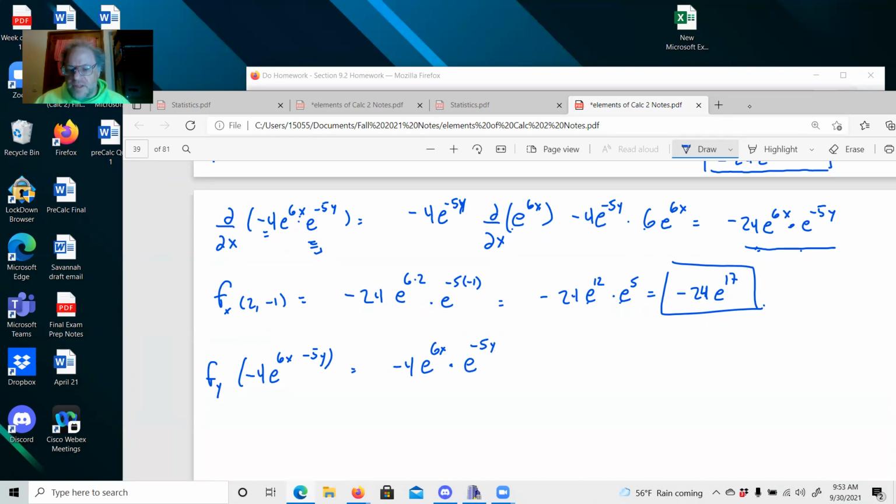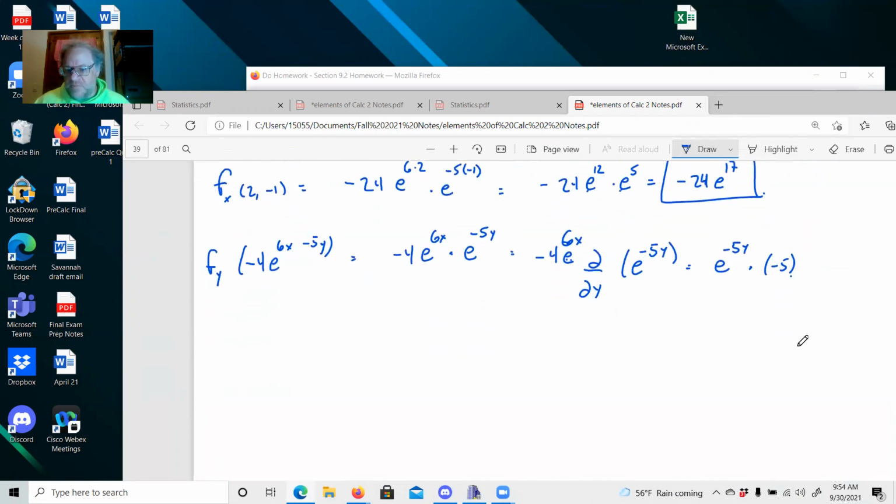Right? This derivative, okay, we haven't taken the derivative yet. This is going to be negative 4 e to the 6x, okay, and then we want to take the derivative with respect to y of e to the negative 5y. These are all considered constants. They float through the differentiation. So we have to take the derivative of e to the negative 5y. That's e to the negative 5y times negative 5, because we have our chain. Okay, and then we'll put this back together and we'll say, great, that's 20 e to the 6x times e to the minus 5y, right?